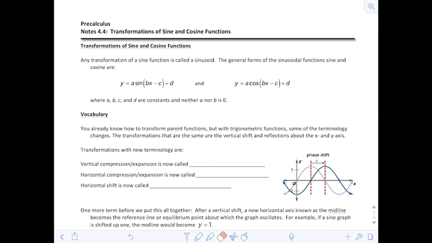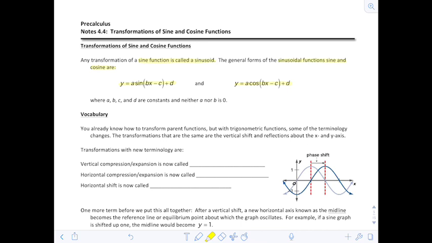So first of all, just so we know terminology, any transformation of a sine function is called a sinusoid. It's a spinoff of the sine or the cosine parent function. So general forms of these sinusoidal functions are the following. We have a lot of stuff that's been added to these. We have a sine of bx minus c plus d for the sine function, and a cosine of bx minus c plus d for the cosine function.